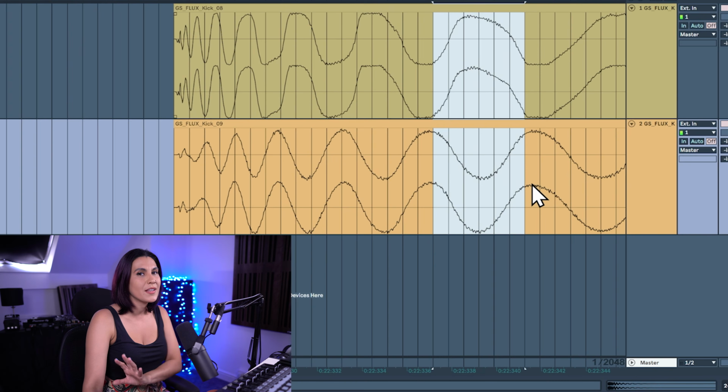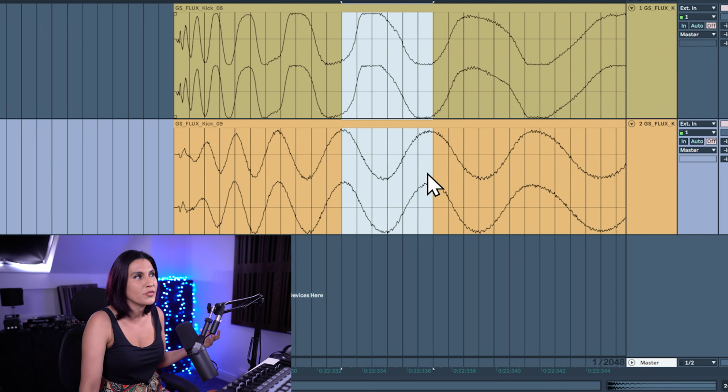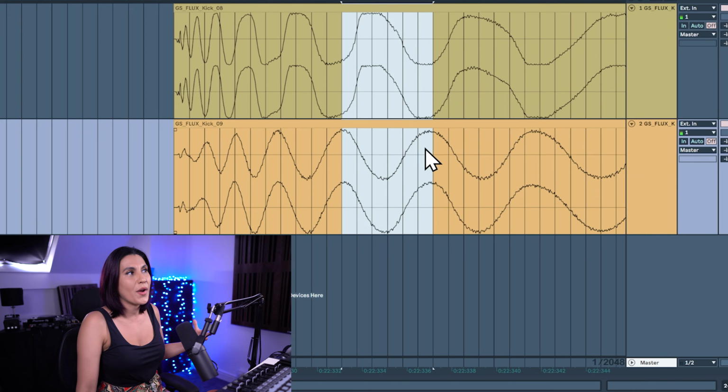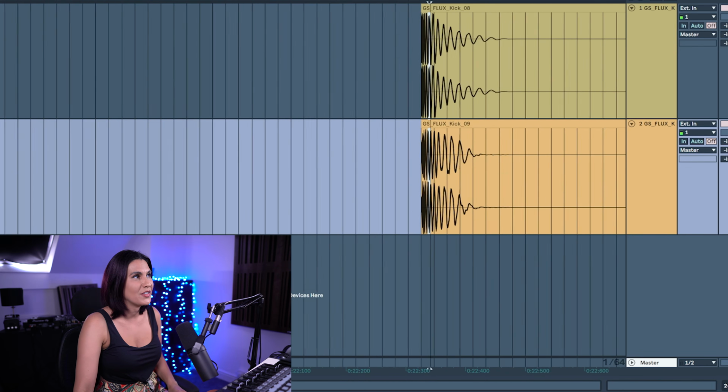You need to be careful when layering low-end sounds as well, because it's pretty obvious here that you have huge waves cancelling each other out, and if you want that punch and that oomph on your low end, then you don't want the silence which is clearly introduced by these 2 waveforms.